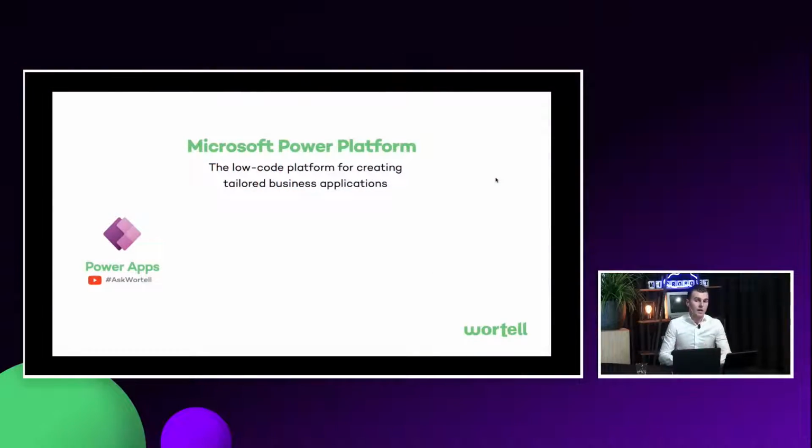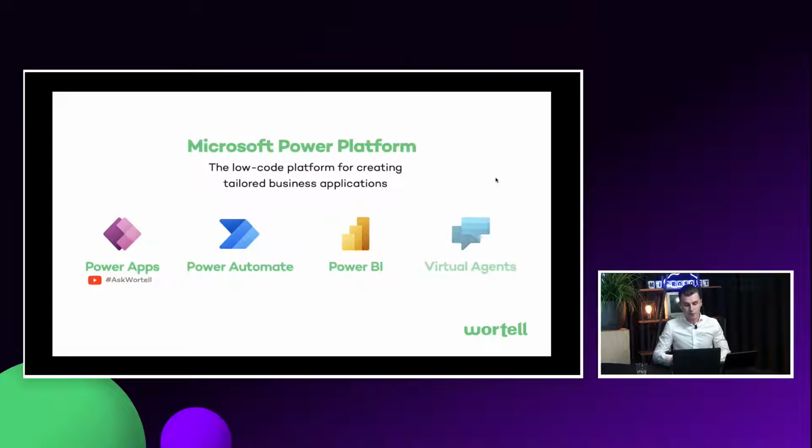First things first, we're going to talk about the Microsoft Power Platform, which Power Apps is part of. Microsoft Power Platform is Microsoft's low-code platform for creating tailored business applications. This platform consists of 4 different solutions, which I'm going to show on my screen. First of which is Power Apps. Power Apps is a topic which Jeremy and I have already hosted a session about, so if you want to review that one, please check our YouTube channel. Power Automate is the main topic of today's session. Power BI is a tool for analyzing data. And virtual agents, the 4th option, is a solution for creating chatbots.